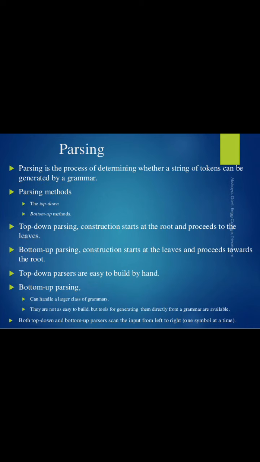First one is it will keep track of line numbers. Second, it will generate the parse tree for the given stream of tokens. Third, it will generate errors if available. And next, it will generate the symbol table. Parsing is the process of determining whether a stream of tokens can be generated by a grammar.